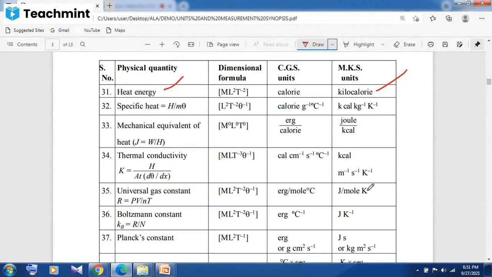Now when you heat an object, how much energy is required to raise the temperature of a given mass by 1 degree? If you raise the temperature of unit mass, of course 1 kg of a substance, by 1 degree, then we can say it is specific heat. So specific heat formula is heat by m into theta. M is of course mass, theta means the temperature.